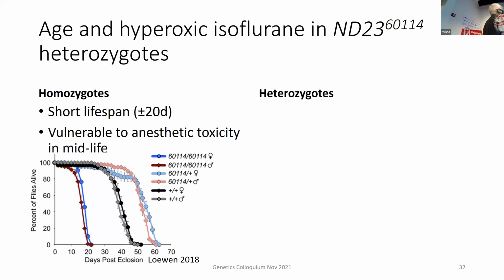So you can see here, it's a little bit more complicated than necessary. Here you have the Canton S. Here you have the homozygote, ND23 mutant, lifespan 20 days. And here you have the heterozygote, which has a longer lifespan than the wild type, Canton S, which is frequently observed. It's referred to as hybrid vigor. Right? And so the heterozygotes have a normal, if not long, lifespan.